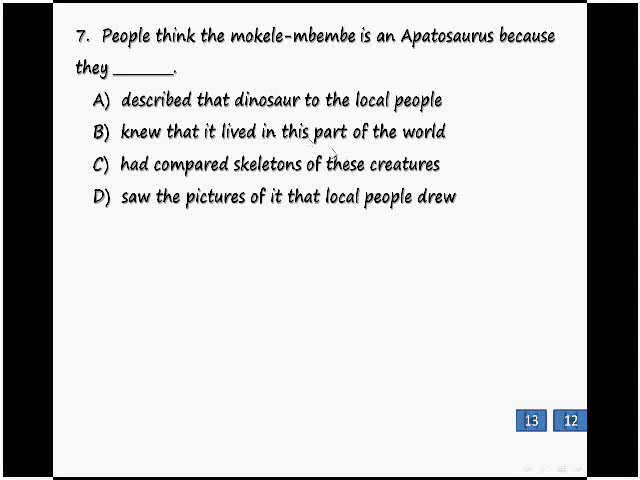Number 7, people think that this animal is an apatosaurus because they: A, described that dinosaur to the local people; B, knew that it lived in this part of the world; C, had compared skeletons of these creatures; or D, saw the pictures of it that local people drew.